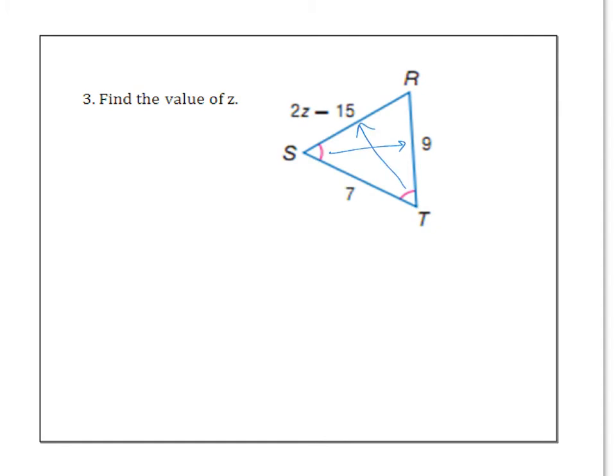In this case, the two congruent angles, if I go across from them, that means the 2z minus 15, it's a minus, is going to equal the 9. Add 15 to both sides. 2z equals 24. Z equals 12.